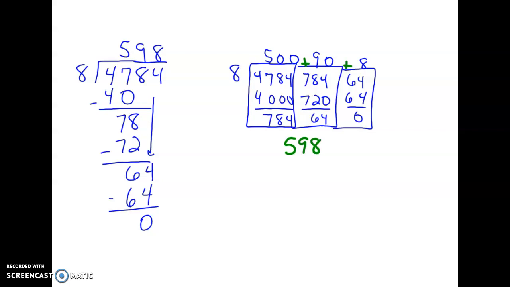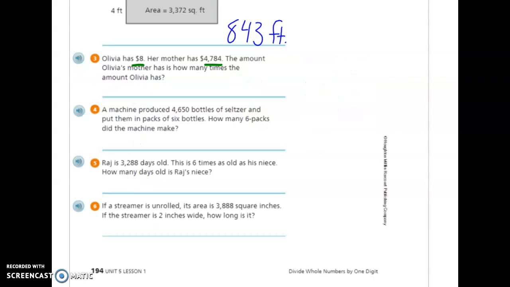Okay, so take a look at what I did, whichever method you chose. You only had to do one. And then let's move on to the next problem. We're going to skip down to number 5.